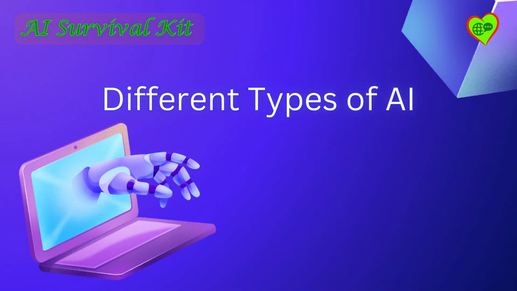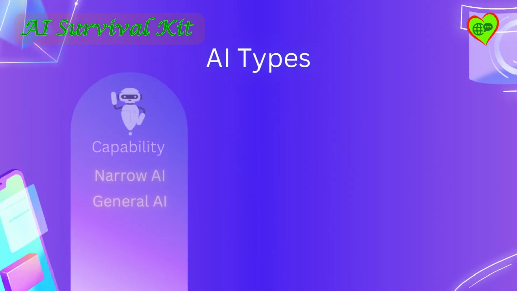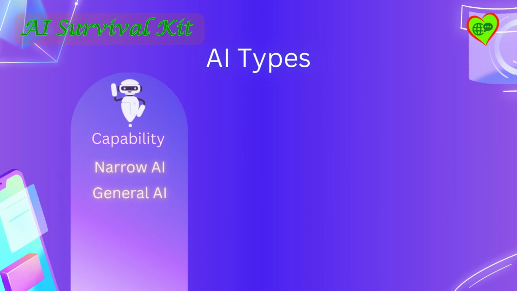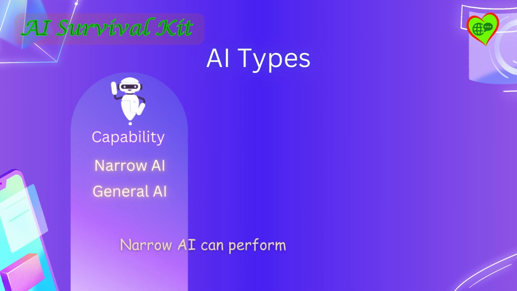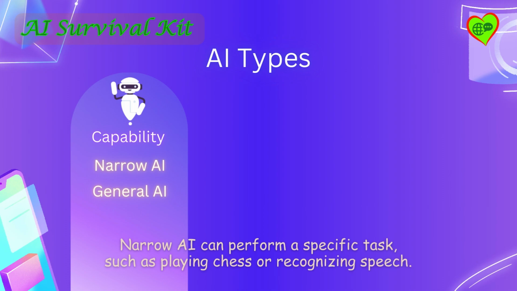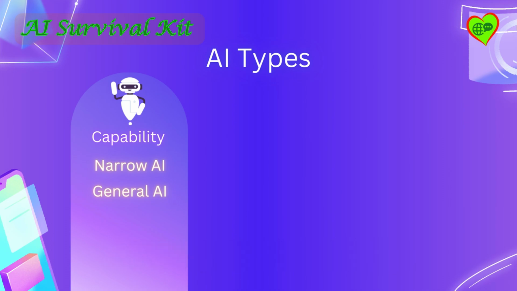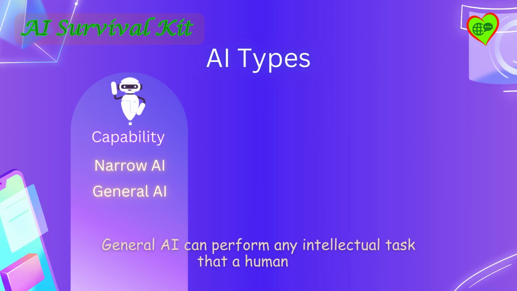Different types of AI. Now, let's look at the different types of AI. Narrow AI versus general AI. Narrow AI, also known as weak AI, is designed to perform a specific task, such as playing chess or recognizing speech. General AI, or strong AI, refers to a machine that can perform any intellectual task that a human can.